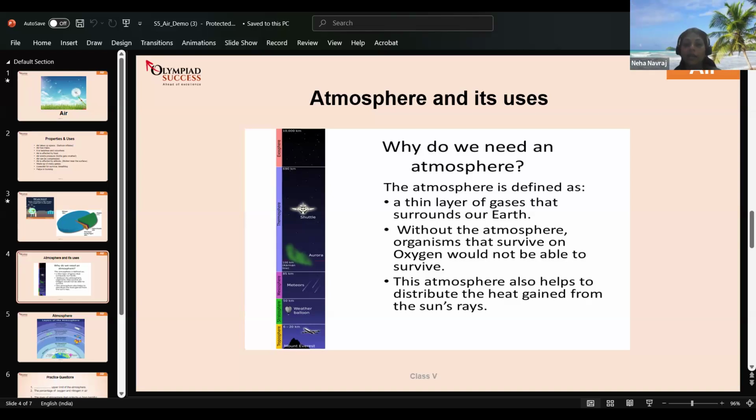And the last point, that is the atmosphere also helps to distribute the heat gained from the sun's rays.